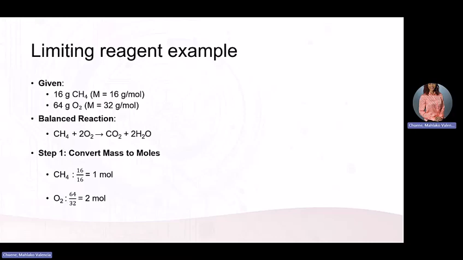Now, looking at this before we go into the next slide, what do you think is the limiting reagent in this example that I have given you? Just look at it and try to tell me which one do you think is the limiting reagent. All right. Now let us go into the actual working out of this example.